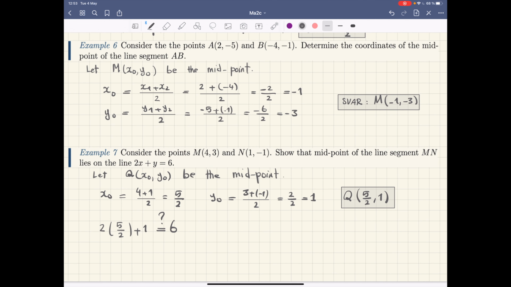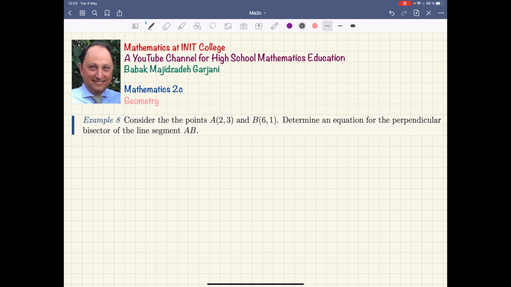It's clear, because 2 times 5 over 2 is 5, plus 1. Is it equal to 6? 6 equals 6. So this is true. So it means that I showed that this point actually lies on the line. Is that clear? You can also check it using GeoGebra. Yes, it's very simple. Okay, let us go to more interesting problems.